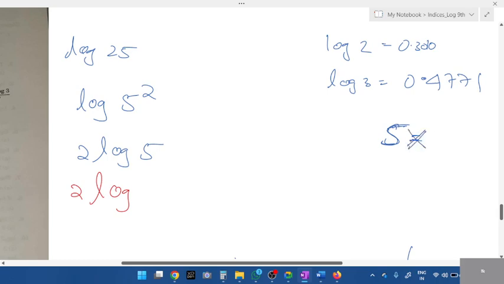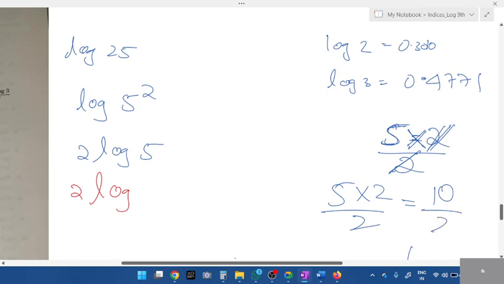Respond. If I multiply by 2 and divide by 2, see, anyway the 2 and 2 get cancelled, right? So here the concept is, students, whenever log 5 is given, you can multiply and divide by 2. What is 5 twos? 5 twos are 10, so 10 by 2.